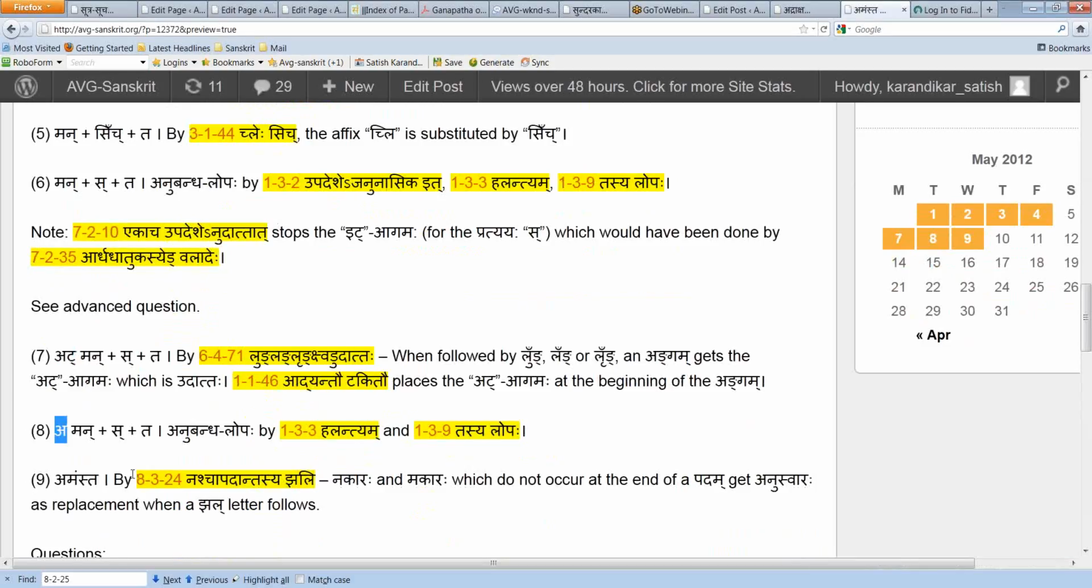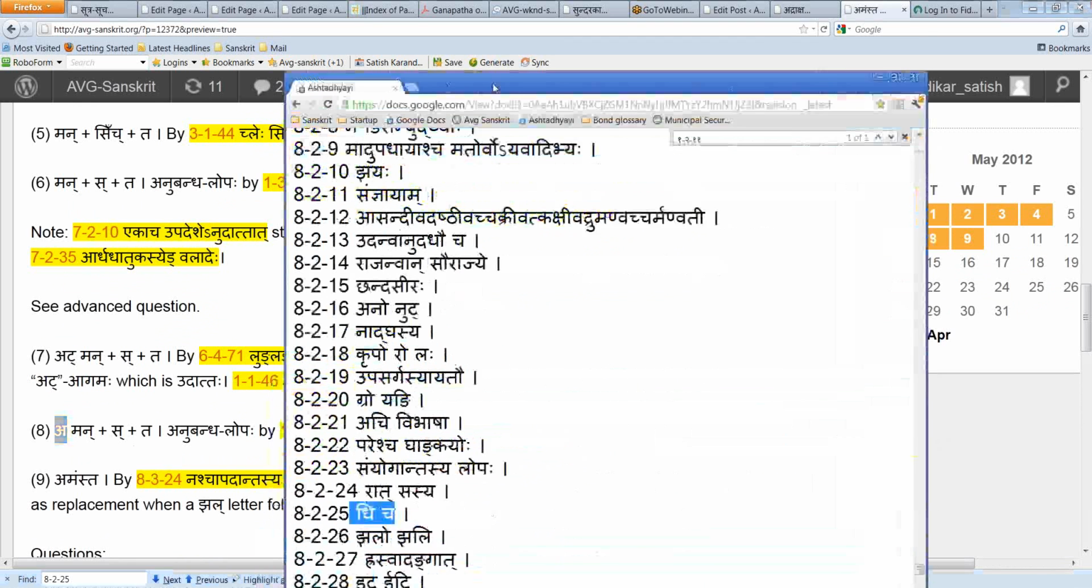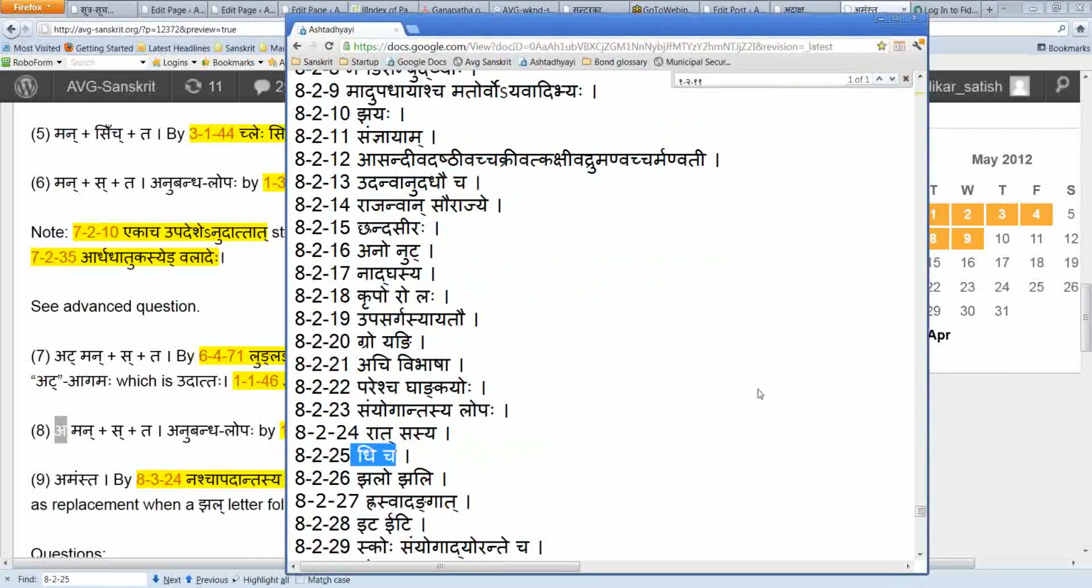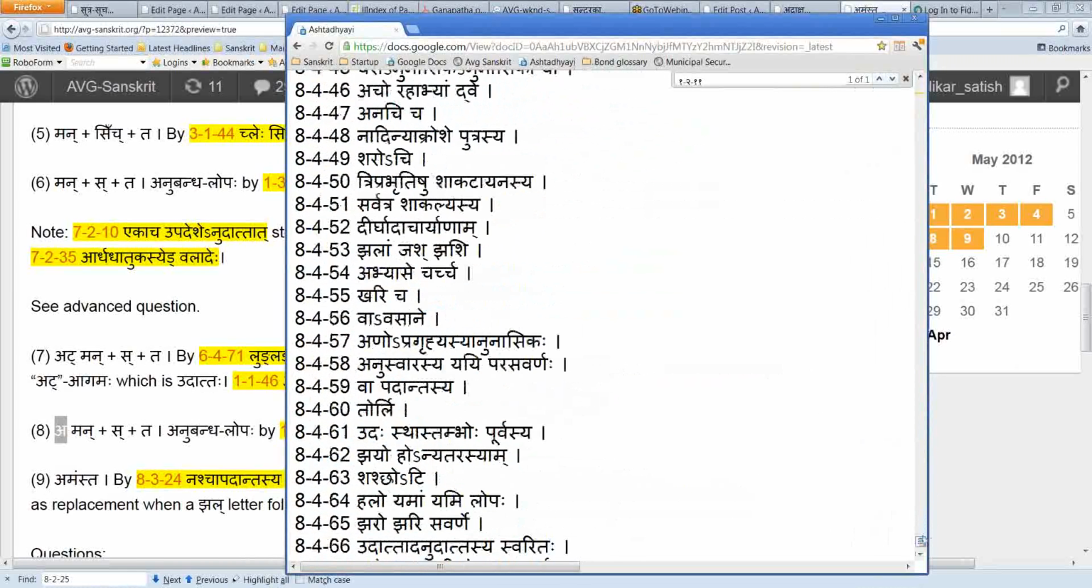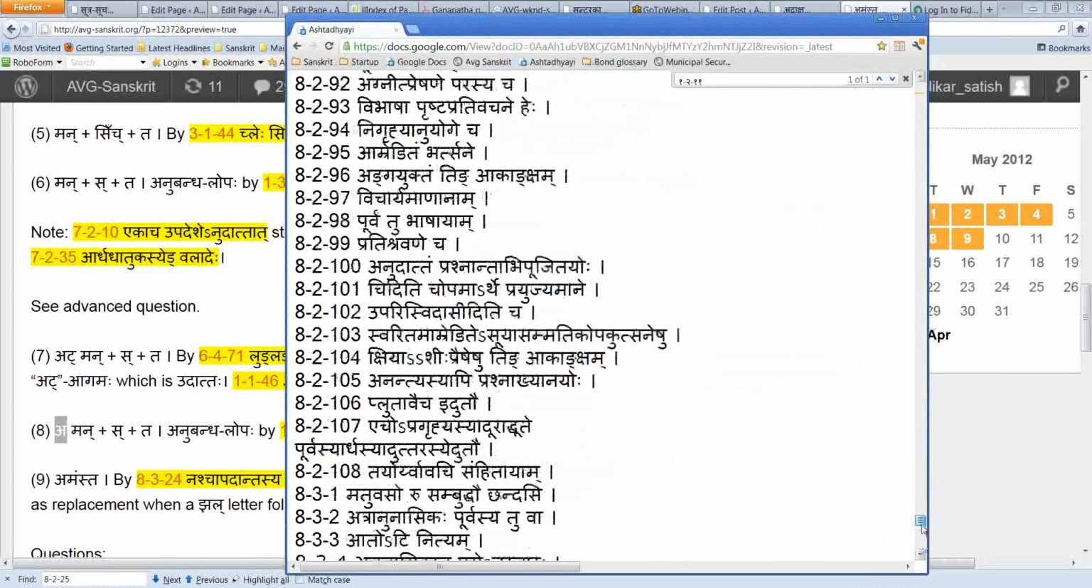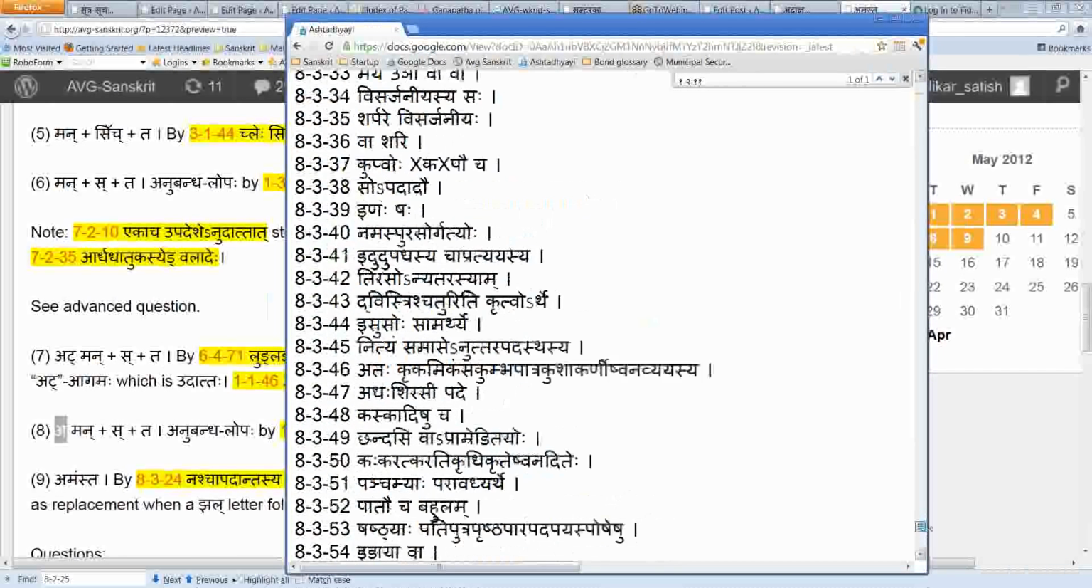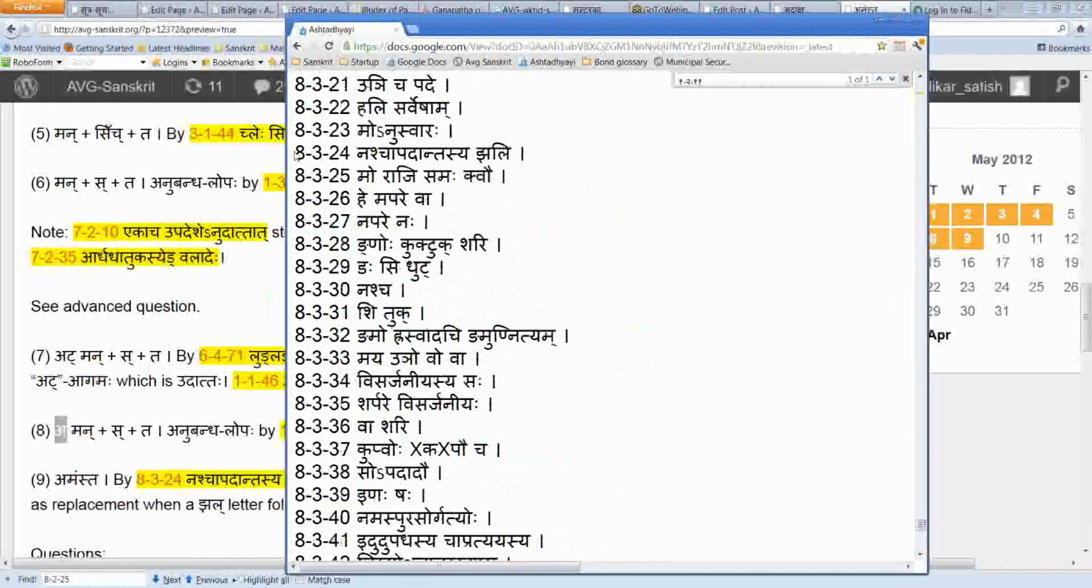Naschavadantasya jali, which is just a sandhi rule. If you have a nakara or a makara which is apadantaha, followed by a jal, we get the anuswaraha. We will check for anuswarasya parasavarnaha, but that is only for a yai letter, and this is a sakaraha. So we cannot use that, because kapai, after that shasha sar hal. So anuswarasya parasavarnaha does not apply here. But we get the anuswaraha by nascha padantasya jali, 8324. So that is what's being mentioned in the book.